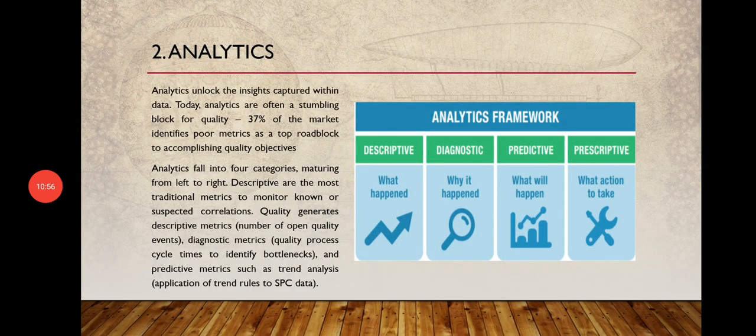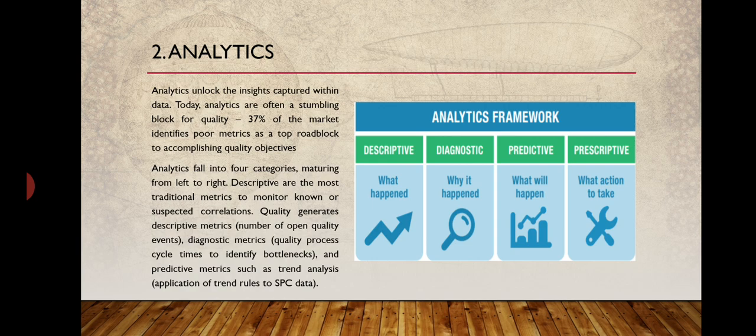Second one is analytics. Analytics unlock the insights captured within the data. Today, analytics are often a stumbling block of quality. 37% of the market identifies poor metrics as a top roadblock to accomplishing quality objectives. Analytics follows four major steps: descriptive, diagnostic, predictive, and prescriptive.